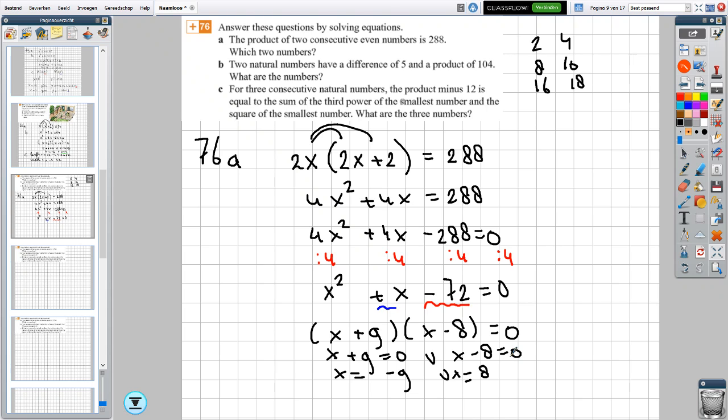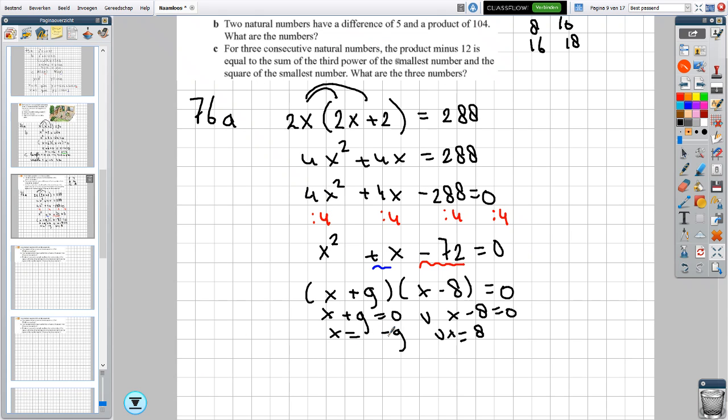Am I done yet? No, because in this case, first of all, can I use minus 9? No, because that's not a positive even number. It's not even an even number. So I have to use this one. x is 8. What were my numbers? Well, I said the first even number was 2x and the second even number was 2x plus 2. So I now have to fill in x is 8 to find the actual numbers, which gives me 2 times 8 equals 16, and gives me 2 times 8 plus 2 equals 18.